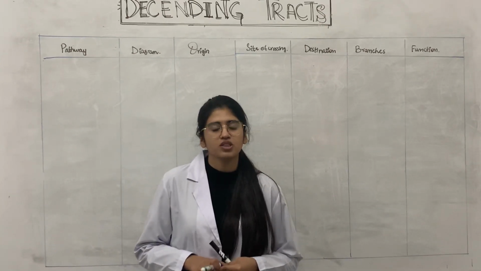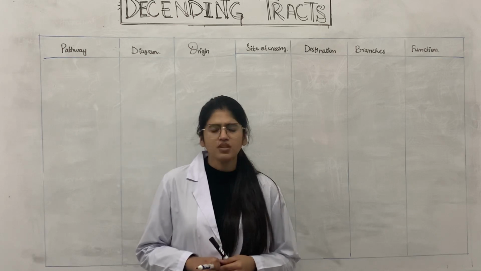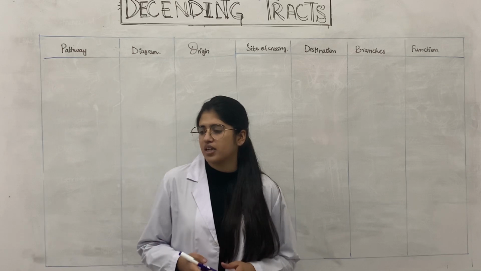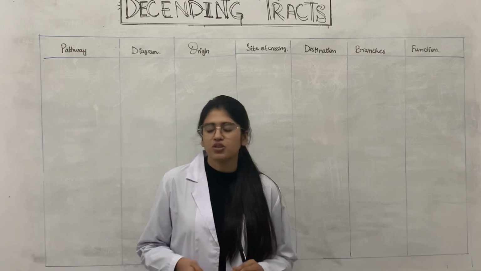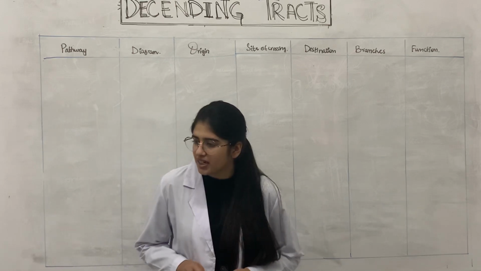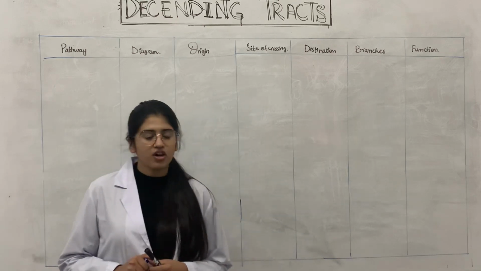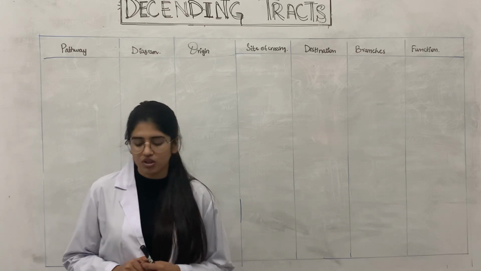Summarize the things which are about the descending tract. Not actually summarize, I've just made an easier way to describe the descending tracts. First of all, we will discuss the corticospinal tract. The corticospinal tract is responsible for a function. What is the function of the corticospinal tract?